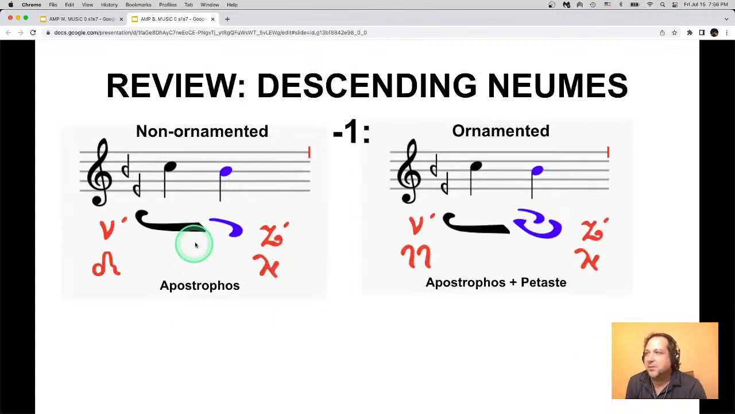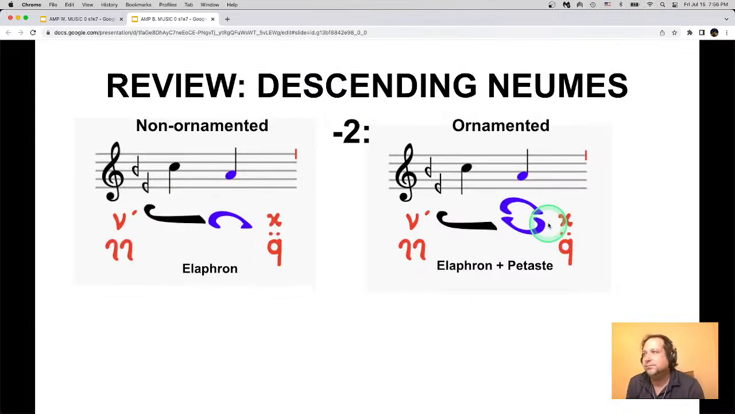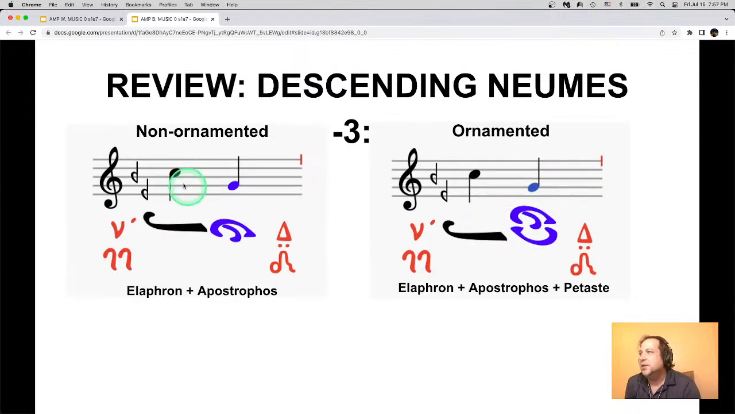Now let's do the descending ones. Apostrophos. Apostrophos on top of a petasti, or an apostrophos by itself. Notice how the petasti has no ascending quality here. It just serves as a platform and lets you know that it's going to be ornamented. That's -1. -2, elafron, or elafron on top of petasti. 1, 2, 3.